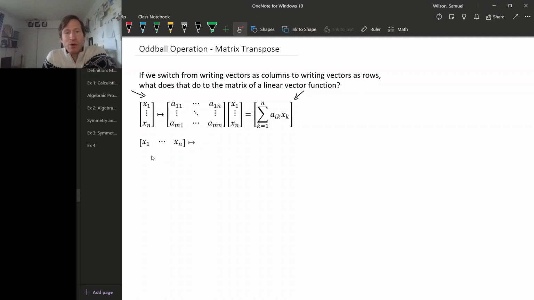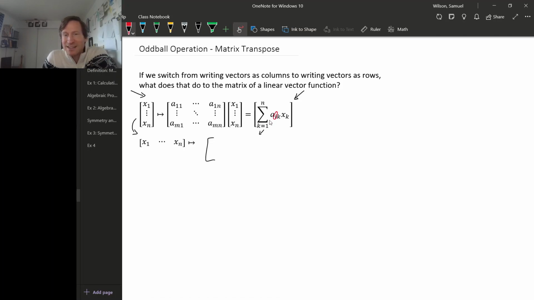So what we want to do is translate this all into row vectors. Here's the row vector that corresponds to the column vector x1 to xn. It's just the row vector x1 to xn. And we should send it to the same output, except instead of writing it as a column, we should write it as a row.